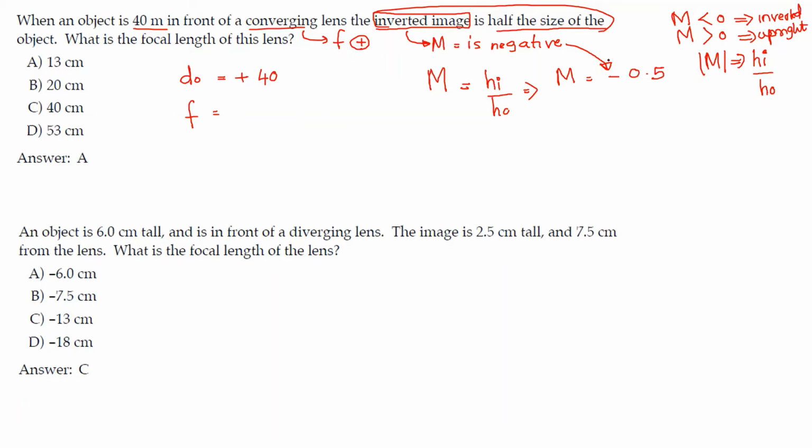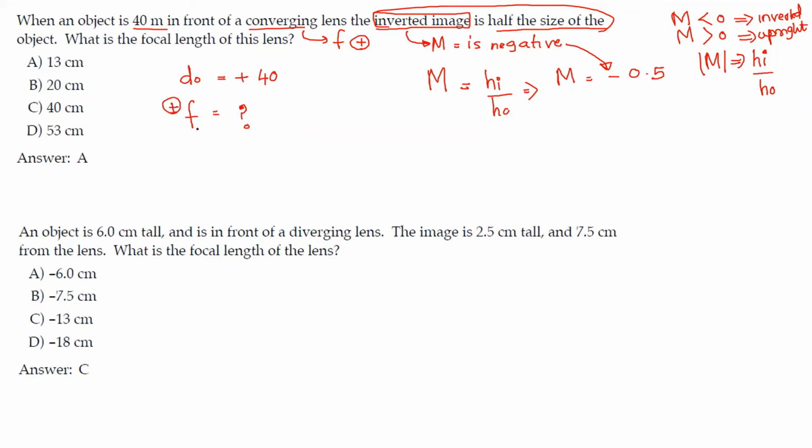Okay. So they are saying your image is half the size of the object. In other words, that means the magnification is half, right? It is 0.5. Okay. So you're okay with this now. And they're asking for f. So we know f is a positive value.